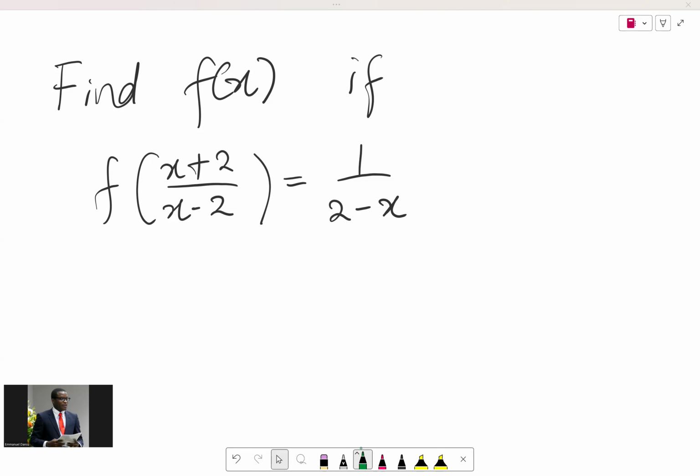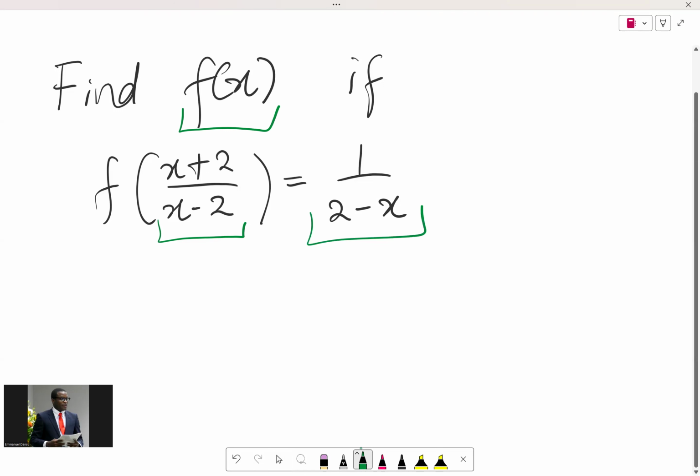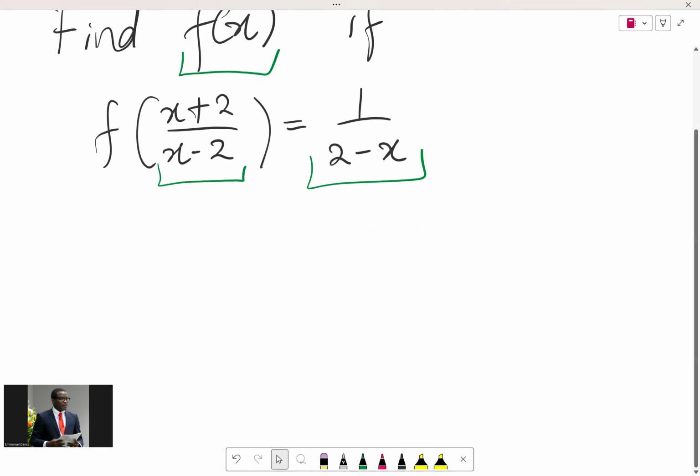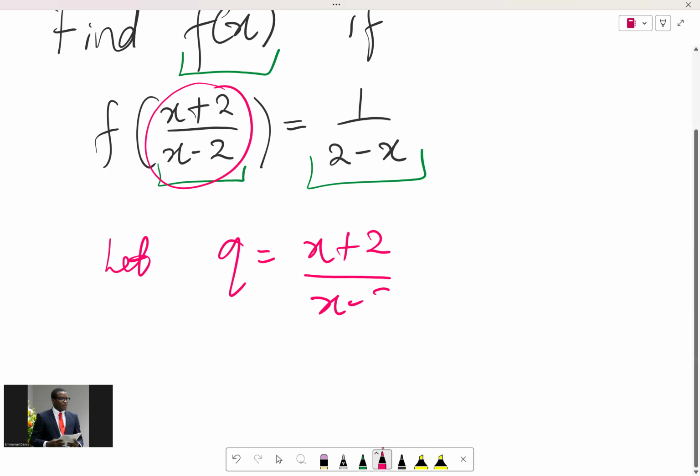In this video, I'll be taking another question on function transformation, where we are to find f of x if (x + 2)/(x - 2) is equal to 1/(2 - x). And of course, the way to go is to substitute this whole expression with something else. Let q be equal to (x + 2)/(x - 2). So once you make this transformation, this is going to be f of q equals something, which we don't know yet.